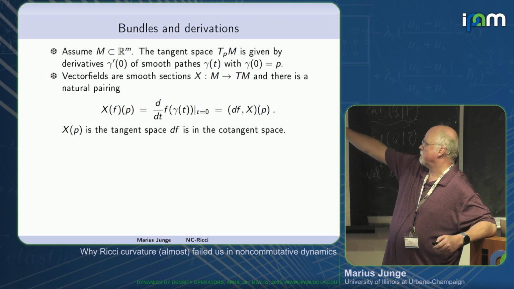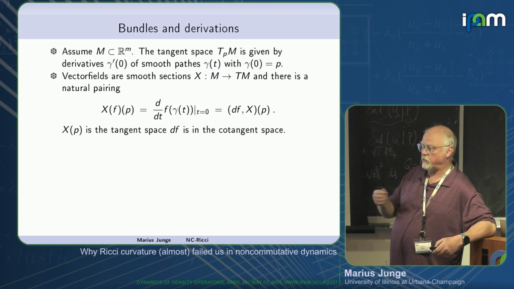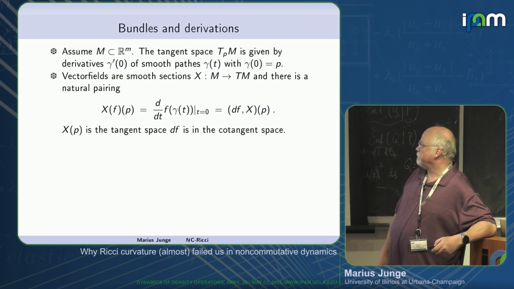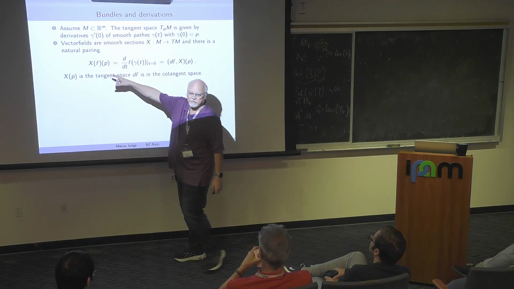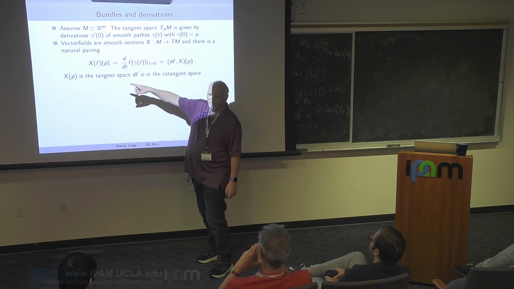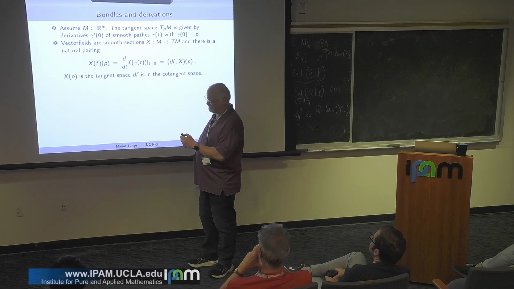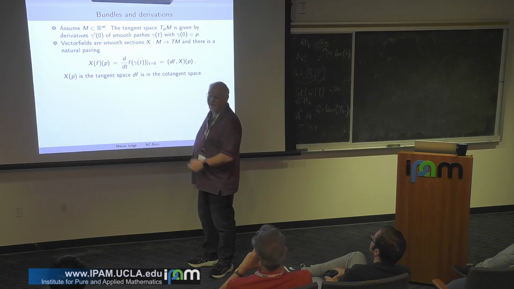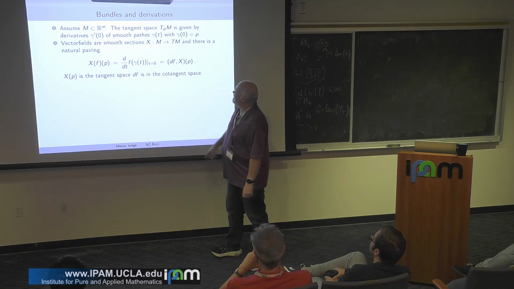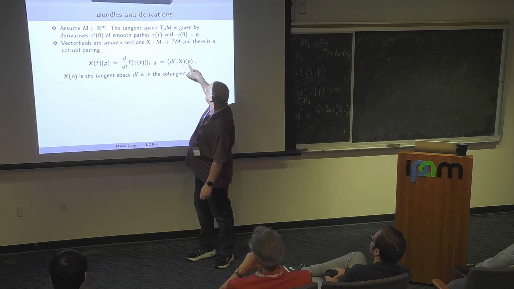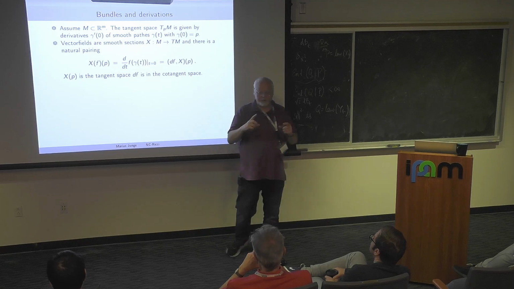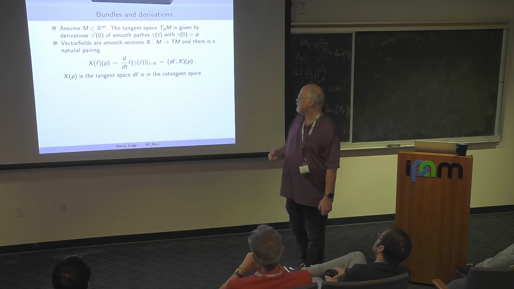A section is just a vector field. It's just a map from the manifold to the tangent space, which somehow matches the points. And vector fields can act on functions by just calculating X f of p. So we just differentiate the path at the point, and we're assuming that gamma of 0 is p, right? So we have a pairing between functions and vector fields.